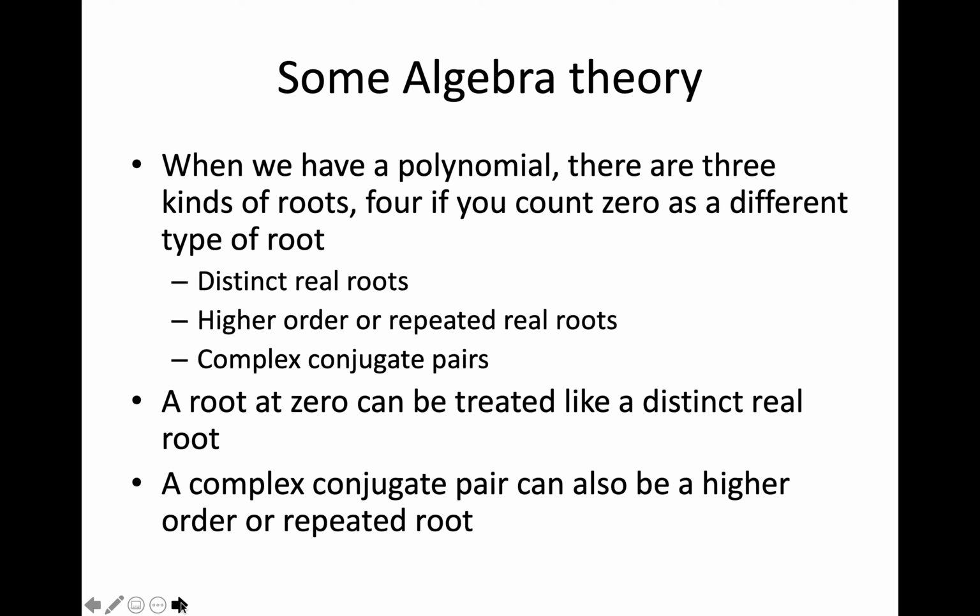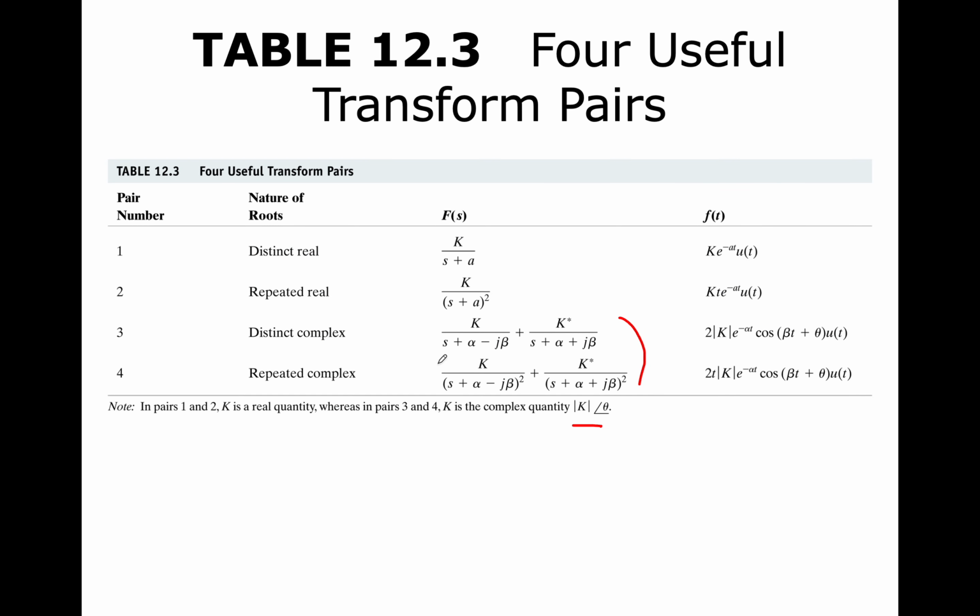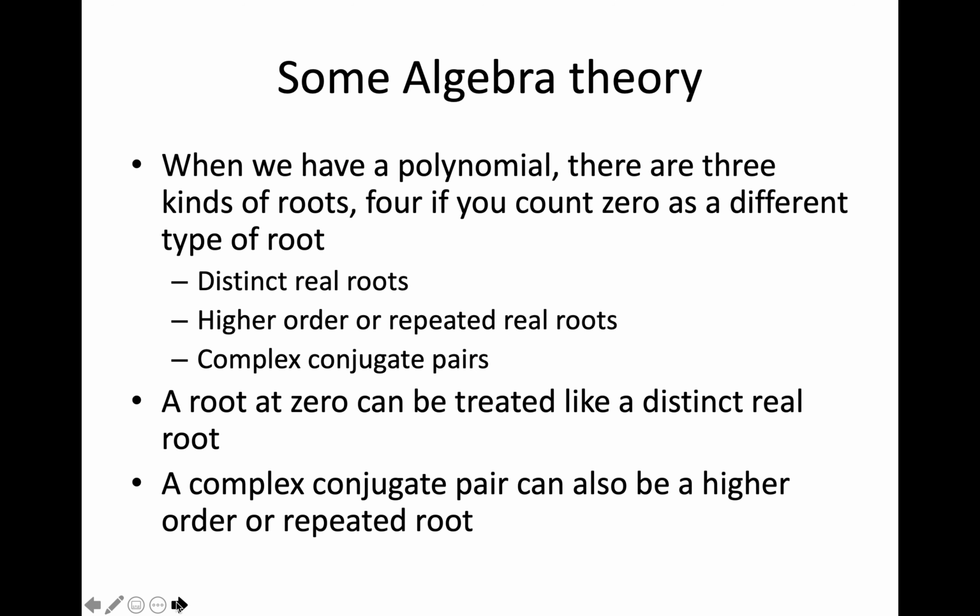And that's really it. A root at 0 is usually treated like a distinct real root. So, for example, the term 1 over s would be a pole at s equals 0, and it's treated usually like a distinct root. A complex conjugate pair can also be a higher order or repeated root. So I'll refer you back to this table. If you look at number 4, in this case, you would have not just a complex conjugate pair, but each term would be squared. So that's possible as well.